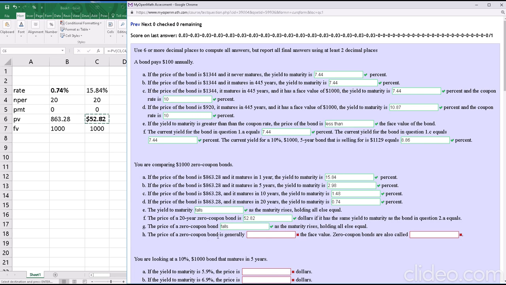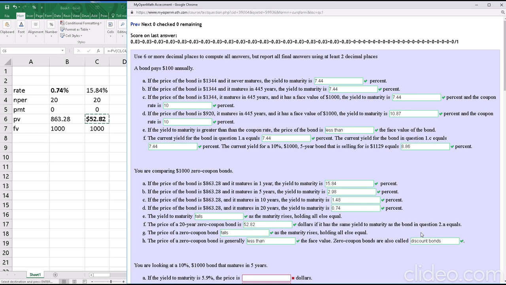Now, what about the price of a zero coupon bond right here? The price of a zero coupon bond is generally what? This is below the face value. This is below the face value. And this is below the face value. So the price of a zero coupon bond is generally below, less than the face value. And that's why, so it's selling less than what we say par value, right? Selling below par. We call that a discount bond, or discount bonds. Zero coupon bonds are also called zero or discount bonds. Okay.